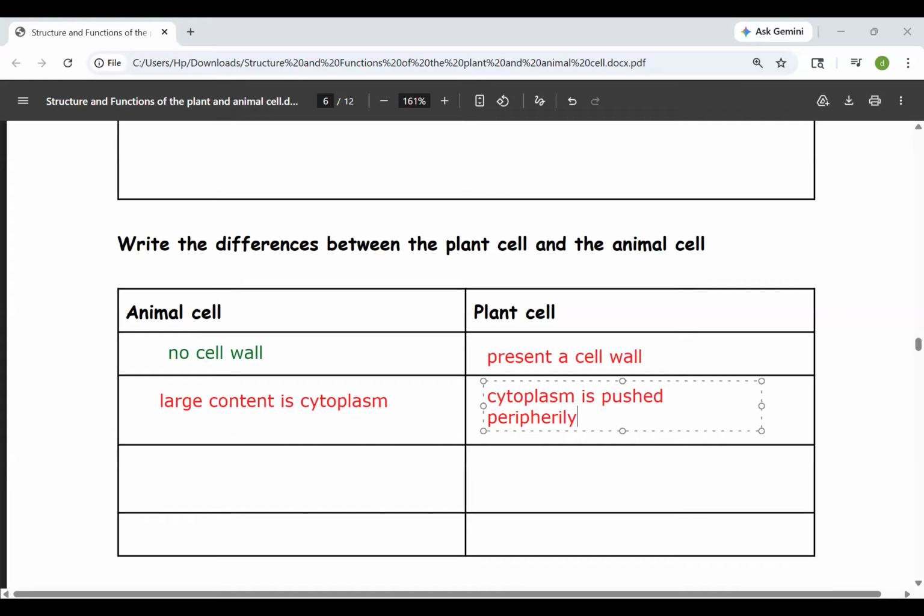Why? In a plant cell, you know there's a large vacuole. There's a large vacuole, so there's no space at the middle due to that large vacuole. So the cytoplasm has been pushed peripherally to a side. Then the next one they have given, you write here: no large vacuole.